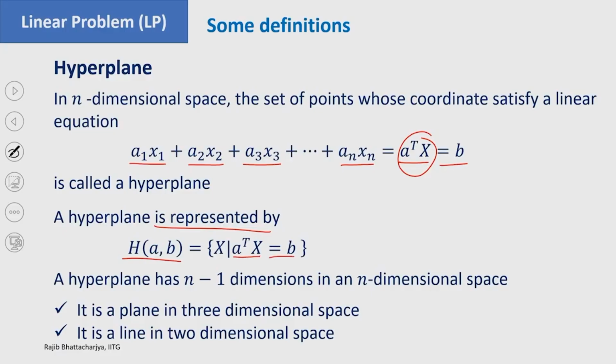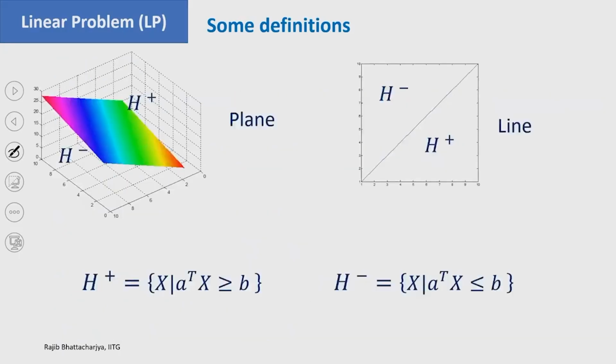A hyperplane has n minus 1 dimension, where n is the number of variables. So, a hyperplane has n minus 1 dimension in an n dimensional space. That means it is a plane in 3 dimensional space, and it is a line in 2 dimensional space. So, this is your hyperplane.